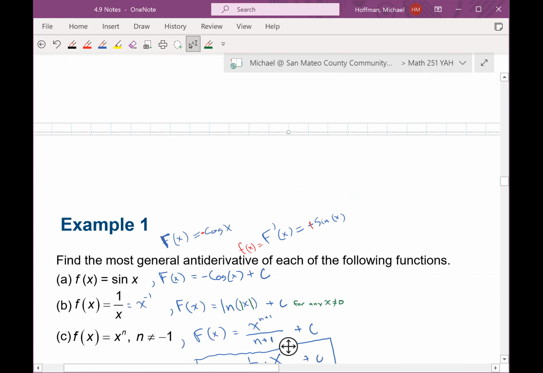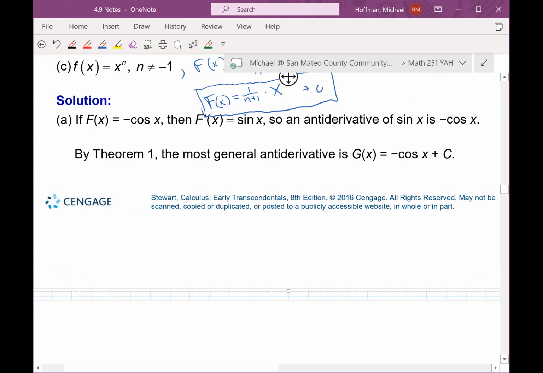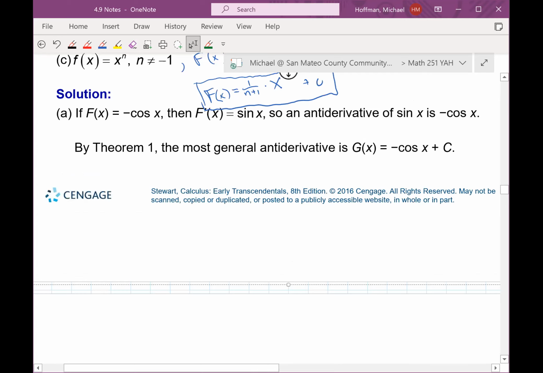Here they explain about the same thing I did. They said, if you take the derivative of this, you get sine of x. Therefore, that's the most general antiderivative.